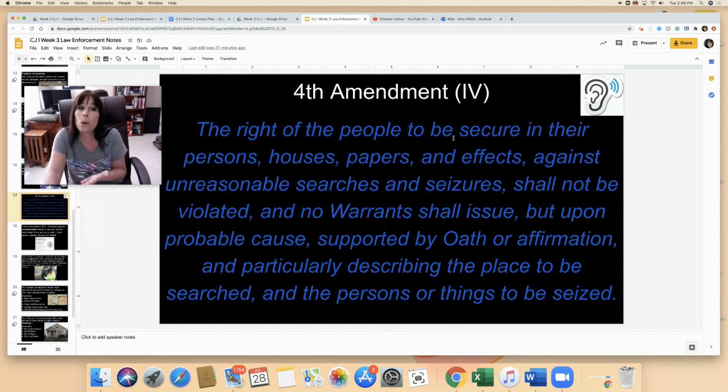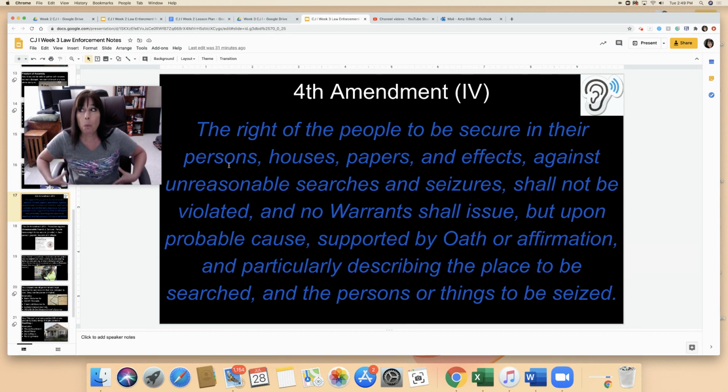To be secure. That means safe and comfortable and private. Each of us individually has the right to be safe and comfortable and private in our person. What does that mean? In our person. It means your body. It means the things that you might have on you, in your clothing, in your pockets, okay? Your person is your body.